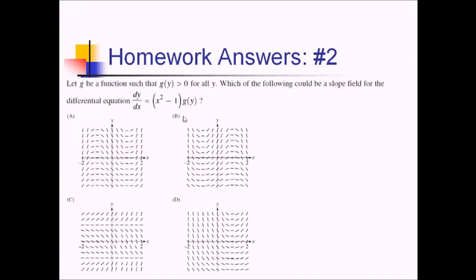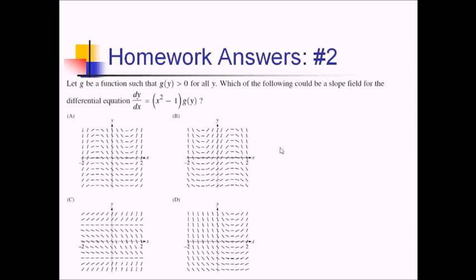For this problem, g is some function such that g of y is greater than 0 for all y values. Based on that, we want to know which of these could be the slope field for this differential equation. So this is kind of like matching, but this time we've got 4 different slope fields and we have to match them to a single equation. Usually it's the other way around. I'm going to approach it the same way though. I'm going to plug something into the actual differential equation where I know this is the answer that I want, and then I'm going to see what matches up in these slope fields.